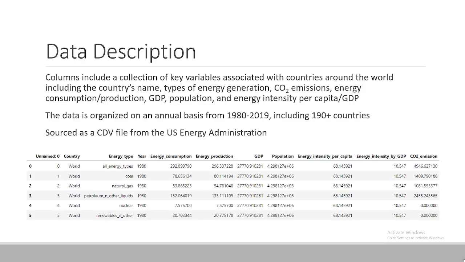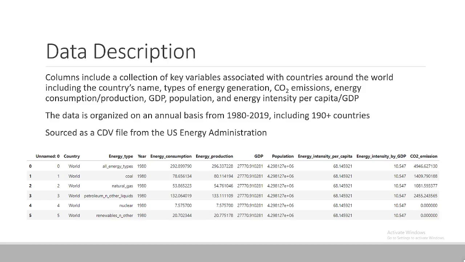The dataset was sourced from Kaggle.com, with columns including a collection of key variables associated with a country's energy production around the world, including the country's name, the types of energy produced by those countries, the individual carbon dioxide emissions for each energy generation type, along with the energy consumption and production for the individual energy generation types, and then the overall country GDP, population, and energy intensity per capita and by GDP.